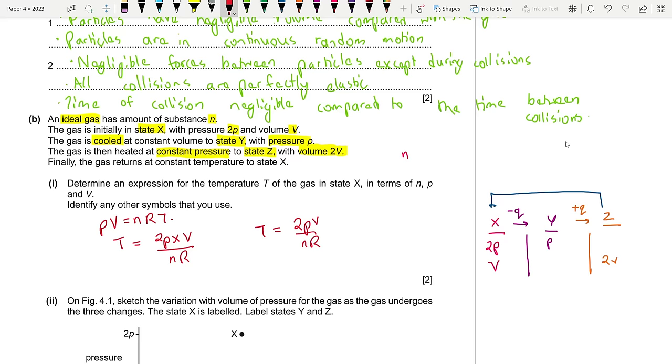This is our answer. And identify any other symbols that you use. So we want to say that R is our molar gas constant, okay? R is the molar gas constant at 8.31.